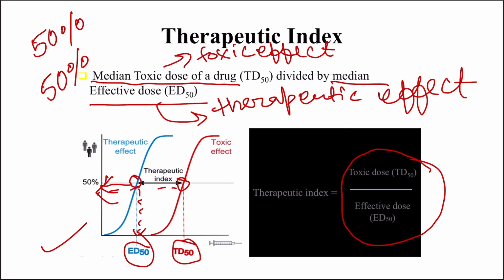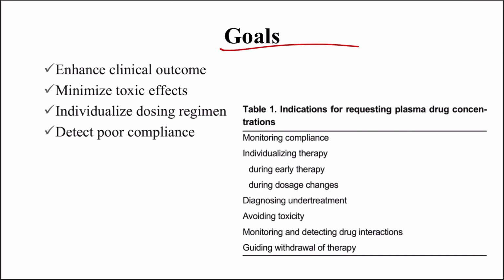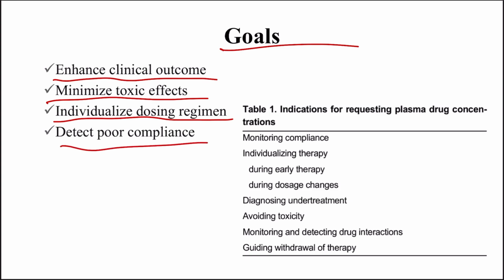Now coming to the goals of therapeutic drug monitoring. It is to basically enhance the clinical outcome, as we have already mentioned. It is to decrease the toxic effects. It is to individualize the dosing regimens, because different individuals have different pharmacokinetic and different pharmacodynamic parameters. It is also used to detect poor compliance, because we will be able to monitor the concentration of the drug in the body fluids, mainly the serum and the plasma concentration.